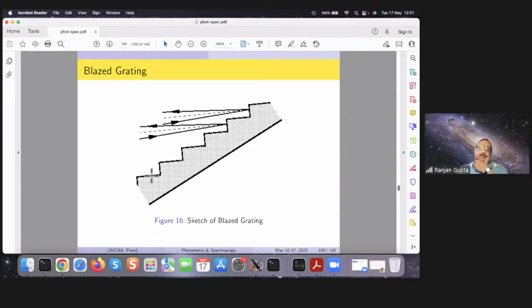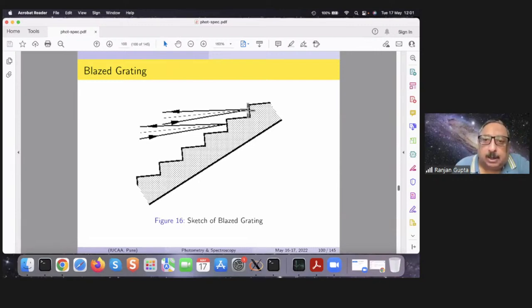So these are essentially just like a sawtooth thing. By using diamond, they cut. So this is the cut portion of the glass. The glass blank was this thick, and they cut through with diamond and gave these grooves, or the rulings as they are called. And the light, so this is the normal, this is just like a mirror.